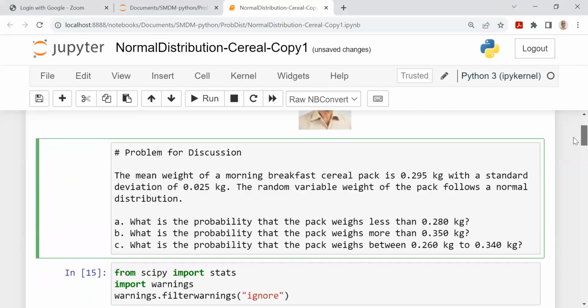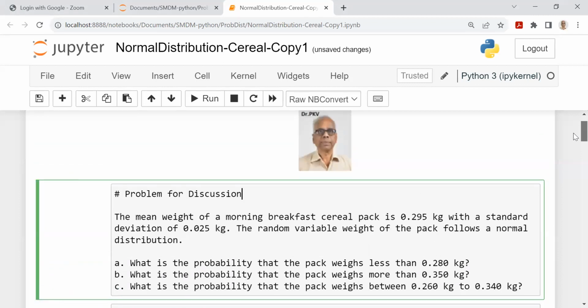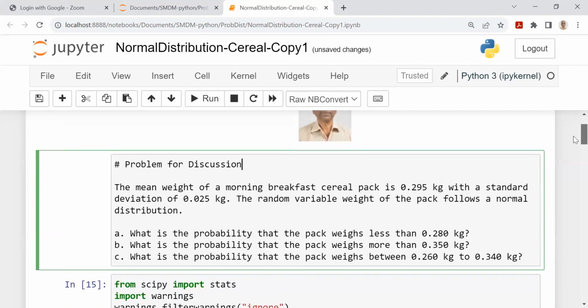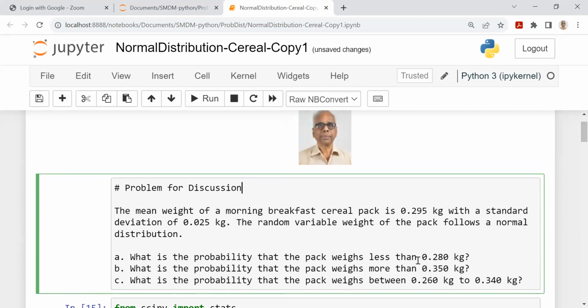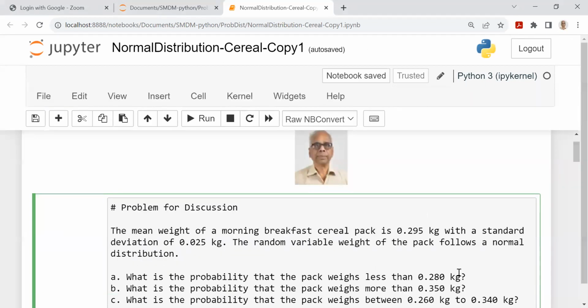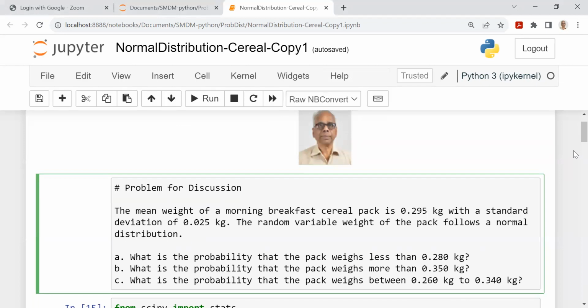Three questions are asked. Part A: What is the probability that the pack weighs less than 0.28 kg? Part B: What is the probability that the pack weighs more than 0.35 kg? Part C: What is the probability that the pack weighs between 0.260 kg and 0.340 kg?